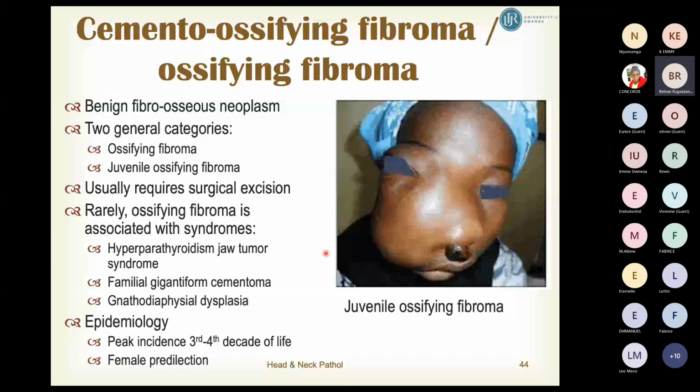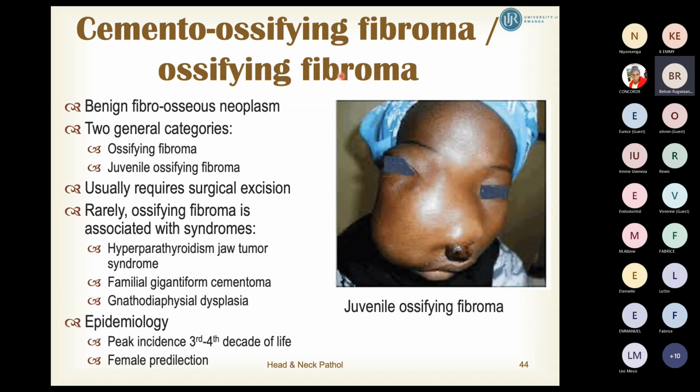So another tumor is ossifying fibroma. So I selected just the most frequent ones. So there is ossifying fibroma and fibrous dysplasia. I present these two because histologically, sometimes they can be confusing, but also clinically. As you can see, ossifying fibroma is a tumor arising from the fibroblast, but in which you can have bone formation. So it is natural, not from a bone, it is from fibrocytes, but it forms bone.